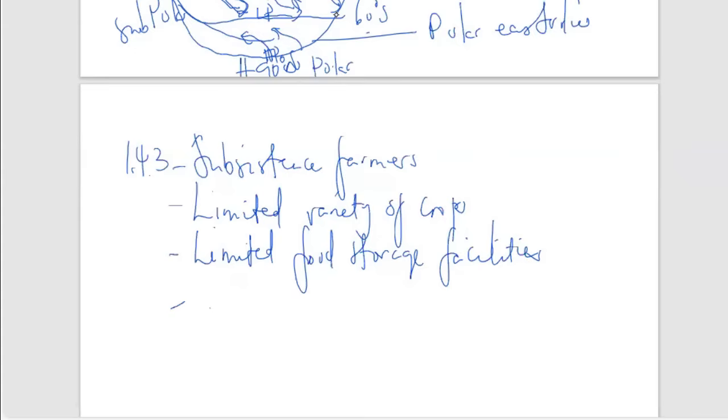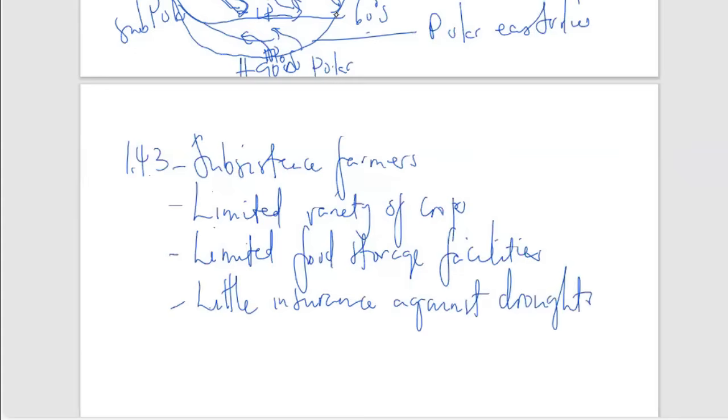And also we can look at aspects like little insurance against drought. It's another problem. The farmers have got little insurance. They are not insured against drought, which means if their crops fail, they are most likely to be affected because they don't have any cover-up plan to sustain them during the time of failure of their main source of sustenance.